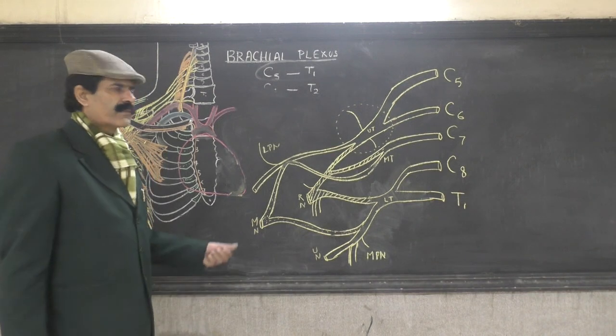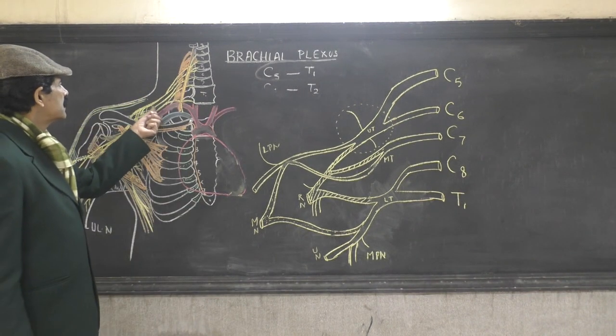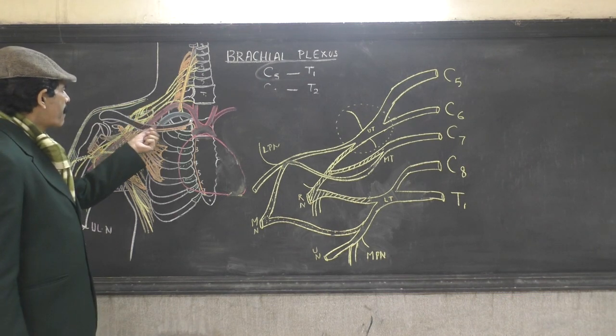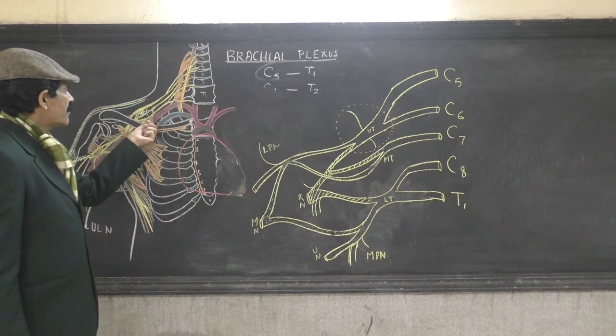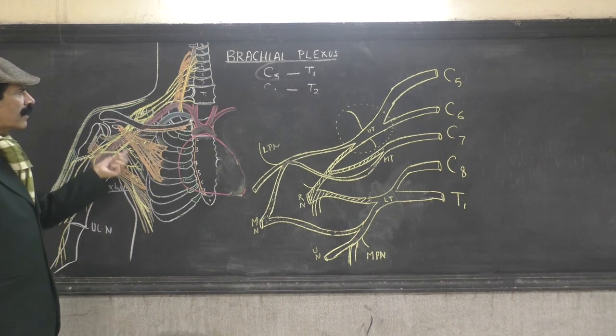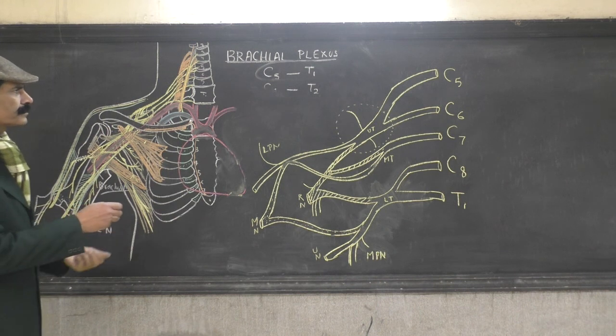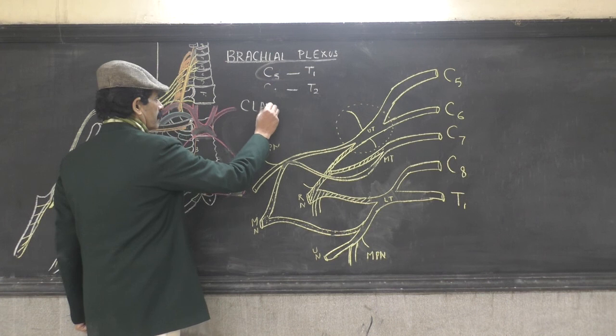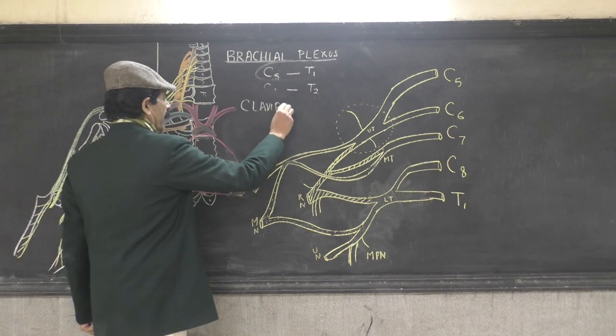So after doing the brachial plexus, the cords in relation to the clavicle, the subclavian artery and vein, which become the axillary artery and vein, now the next part is the clavipectoral fascia.